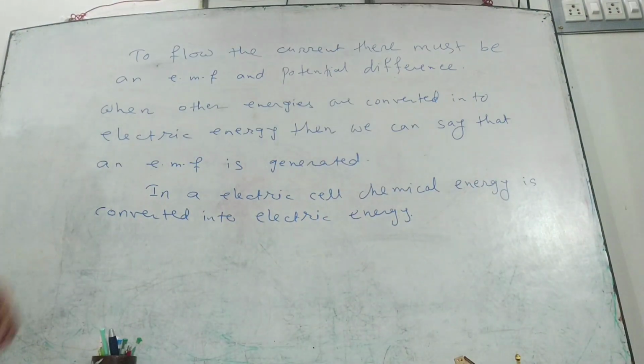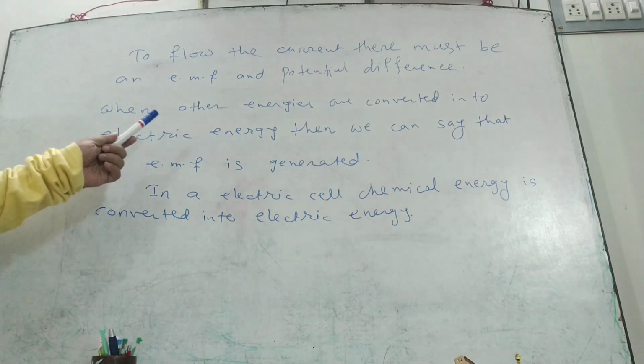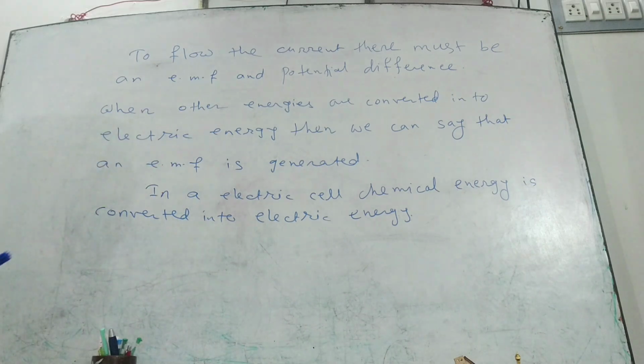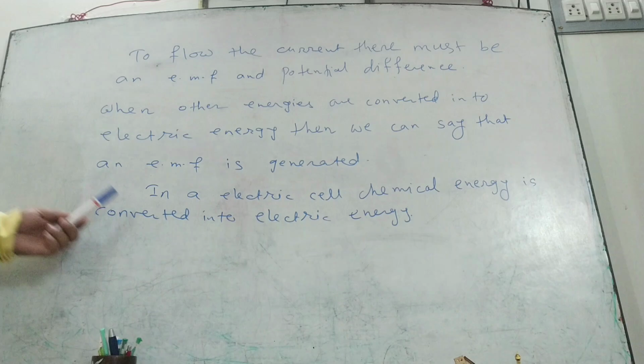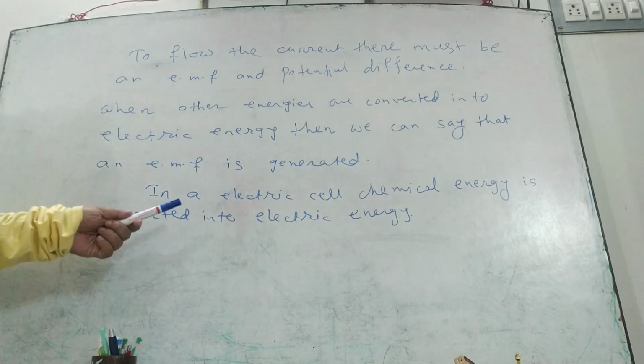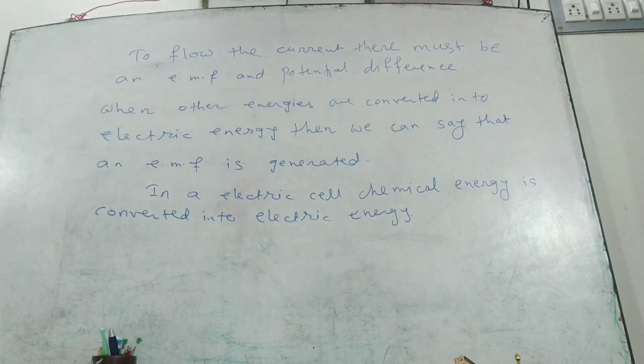For electric current to flow, there must be an EMF and potential difference. When other energies are converted into electric energy, then we can say that an EMF is generated. In an electric cell, chemical energy is converted into electric energy.